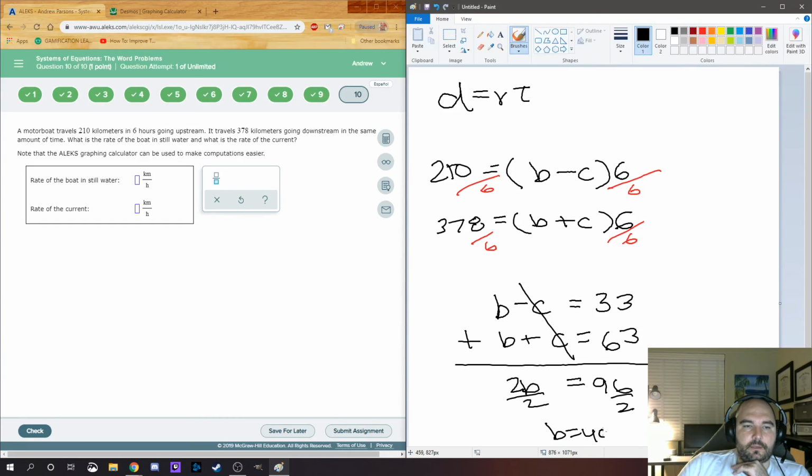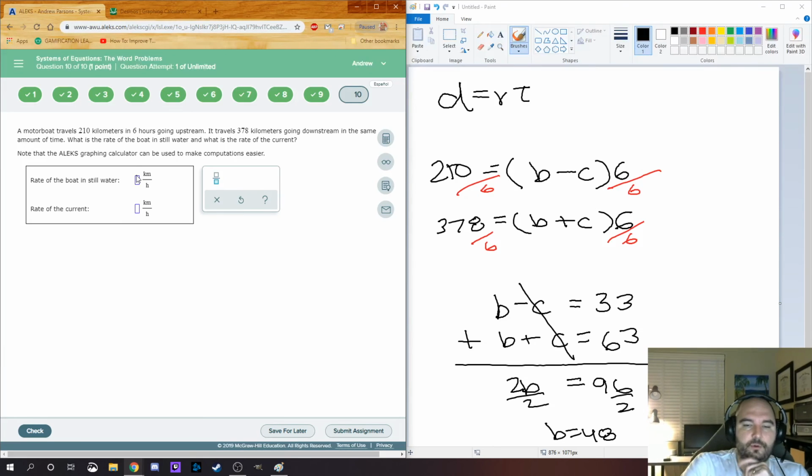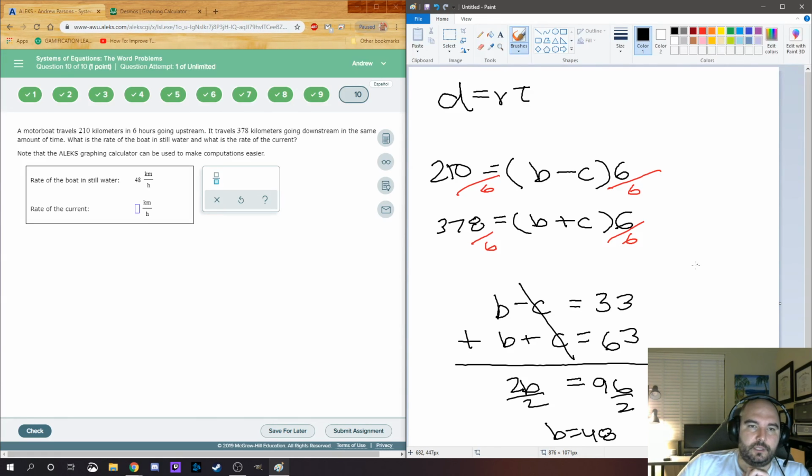B equals 48. So apparently the speed of your boat in still water is 48 kilometers per hour. That's pretty fast, I think, for a boat. All right, now you got to go back and find the current. You can plug it into the originals, but I would not plug it into the originals. I'd use one of these ones down here, especially the second one. Because that's B plus C, so 48 plus C equals 63, minus 48 on both sides. C equals 15.